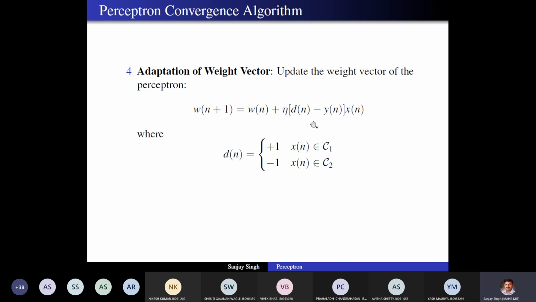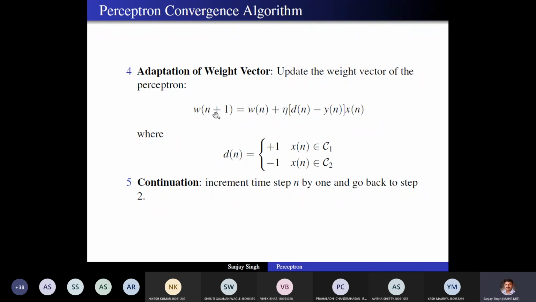If this particular difference is 0, you don't do anything to the synaptic weight; you use the same weight for the next iteration. If the value is positive, you add the pattern to the existing synaptic weight. If it is negative, you subtract the pattern from the existing synaptic weight. This simple process will help you reach convergence, provided the patterns come from a space that is linearly separable. And finally, we keep continuing this process.